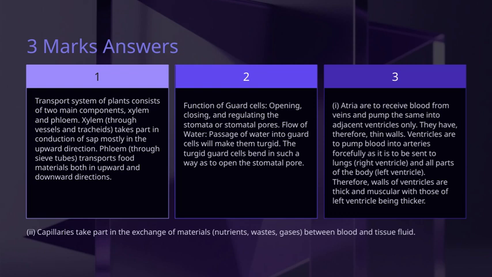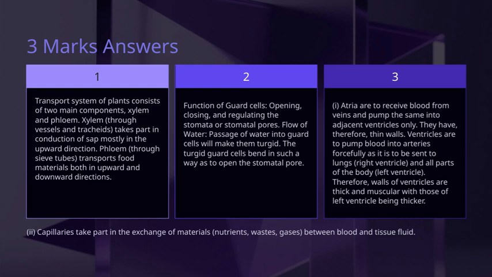Now, the guard cells have a fascinating role too. They regulate the opening and closing of stomata, which are tiny pores on the leaf surface. When water flows into these guard cells, they become turgid or swollen and bend in a way that opens the stomatal pore. This process helps control gas exchange and water loss, which are critical for the plant's survival.